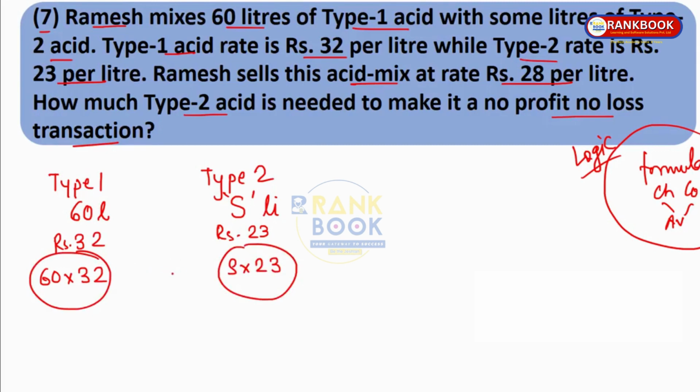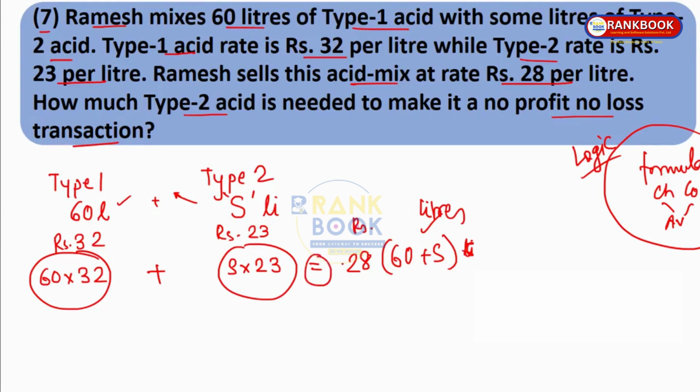This is the total cost which Ramesh incurs. He mixes both and sells the mixture to outside at the rate of 28 rupees per liter. How many liters of mixture will there be? 60 plus S. When we mix both types of acids, the total acid which Ramesh will get is 60 liters plus S liters. That is the total amount of acid in liters. And the rate of this mixture is rupees 28 per liter. So the total amount which he'll get is rupees 28 into (60 plus S).